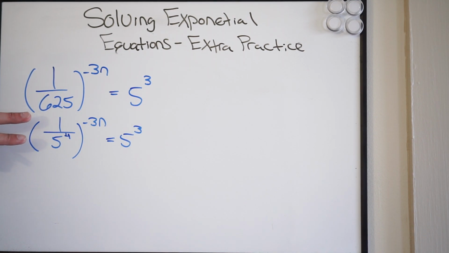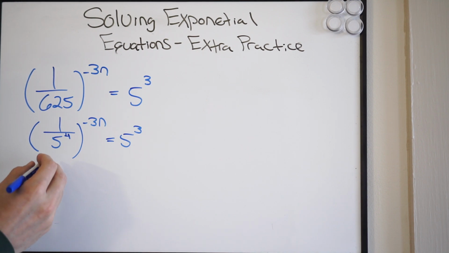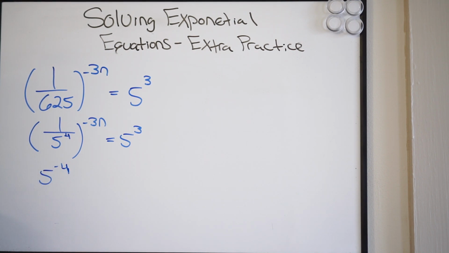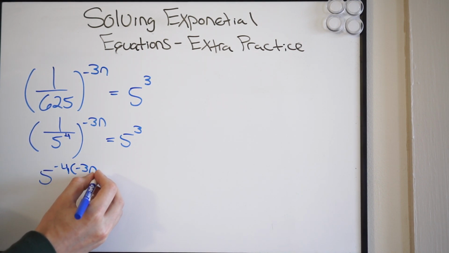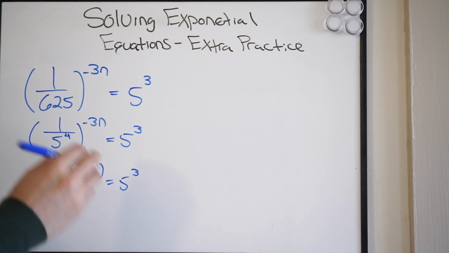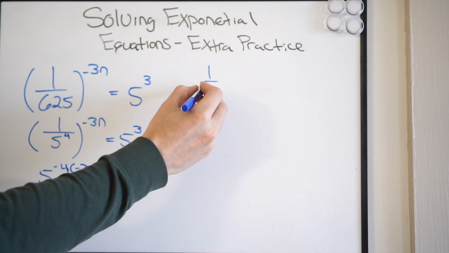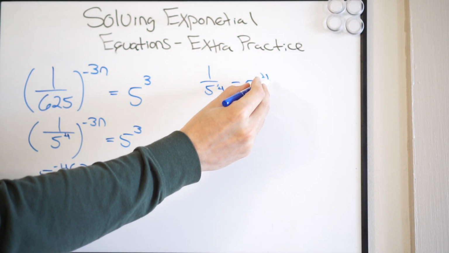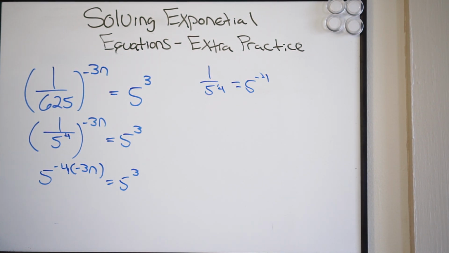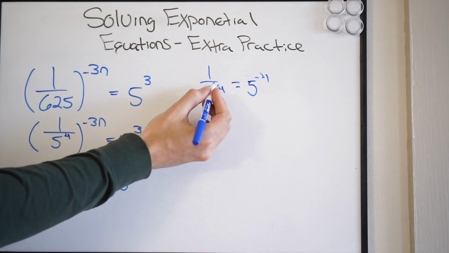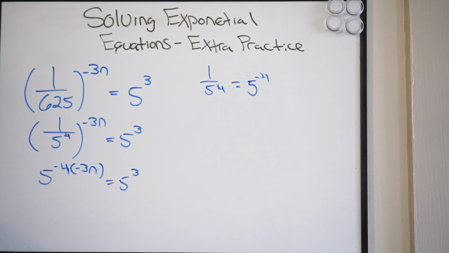And we know that we have 1 over 5 to a power, we can rewrite it as 5 to the negative 4, times negative 3n equal to 5 to the third. Just to confirm here, so we're on the same page, 1 over 5 to the fourth power is the same thing as 5 to the negative 4. That's based on your properties of exponents.